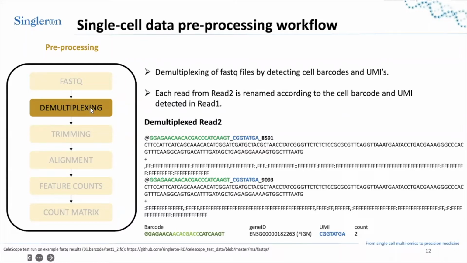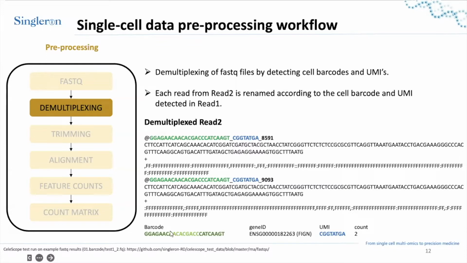So after the step of demultiplexing, now we obtain one Fastq file. So compared to previously, we had two Fastq files. Now we have one Fastq file only, and it only contains read 2. So in this read 2, each of the names of the reads is updated so that it only includes information about the cell barcode as well as the UMIs. And here for this particular read, you can see it appeared 2 times. So with the same UMI and the same barcode, it's only one molecule, but it appeared 2 times.